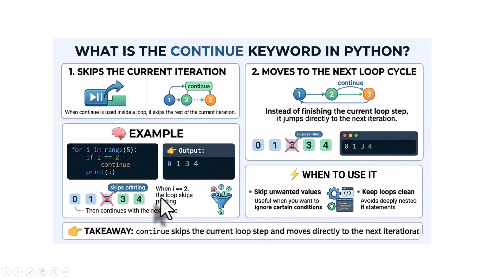So when to use the continue keyword? When you want to skip unwanted values. Also useful when you want to ignore certain conditions and to keep loops clean. That is, it avoids deeply nested if statements. So the takeaway is the continue keyword is used to skip the current loop step and move directly to the next iteration.